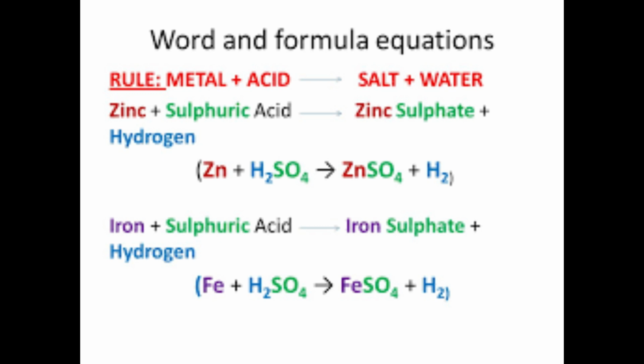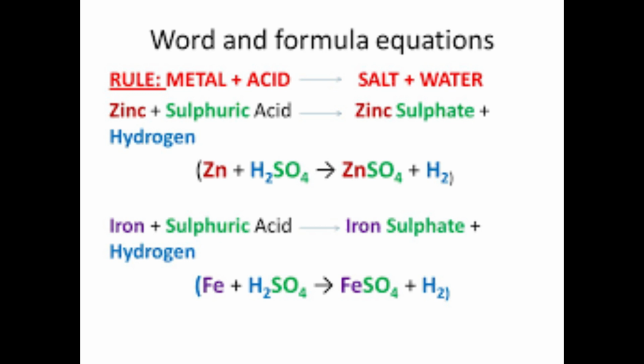When sodium metal is added to dilute hydrochloric acid, it forms sodium chloride and hydrogen gas. 2Na plus 2HCl gives rise to 2NaCl plus H2.